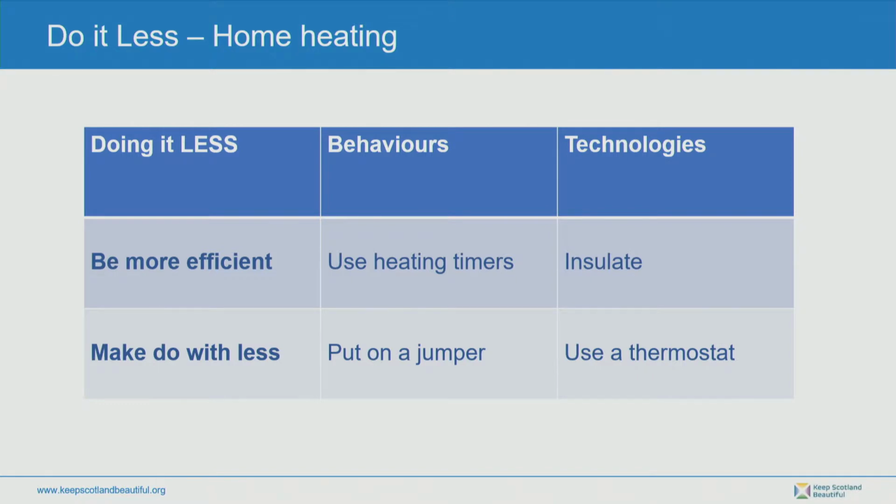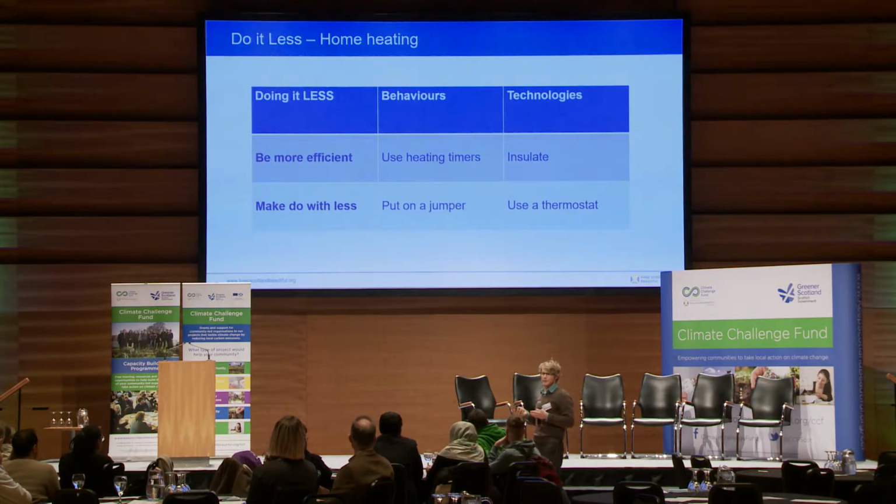Or you can make do with less, for example, put on a jumper. Don't sit around the house in shorts and t-shirt. Or you could use a thermostat, so you can control the temperature better and sit in the house with a lower temperature. So that's an example of doing it less for heating. It's not about turning the heating off and being cold. It's about being comfortable but using less.